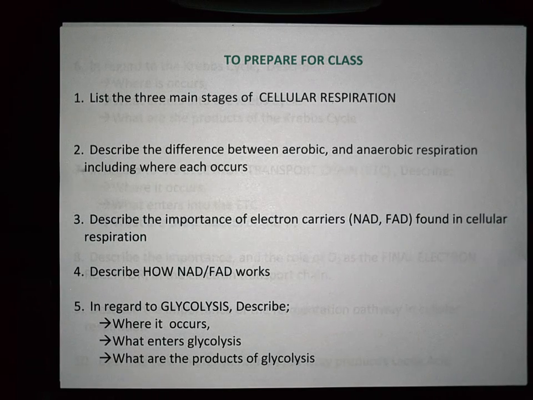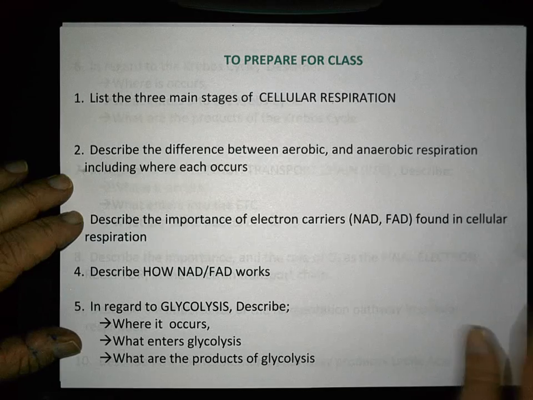To prepare for class, you need to be able to list the three main stages of cellular respiration, describe the difference between aerobic and anaerobic respiration, including where each occurs, describe the importance of the electron carriers NAD and FAD as found in cellular respiration, describe how NAD and FAD work. In regard to glycolysis, describe where it occurs, what enters into glycolysis, and what are the products of glycolysis.